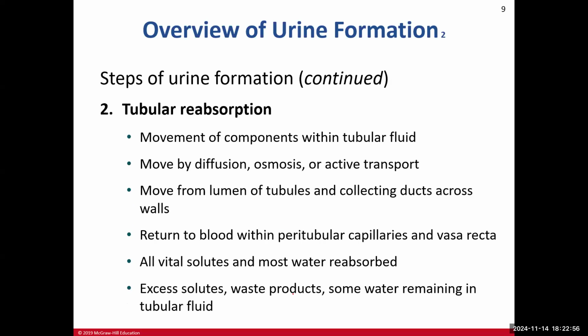So the second term there is resorption. We call it tubular resorption because it's going to occur in the nephron tubular system. This is where we go back to these processes that you learned way back in chapter 4. We're going to be talking about osmosis and diffusion, which we're all familiar with.